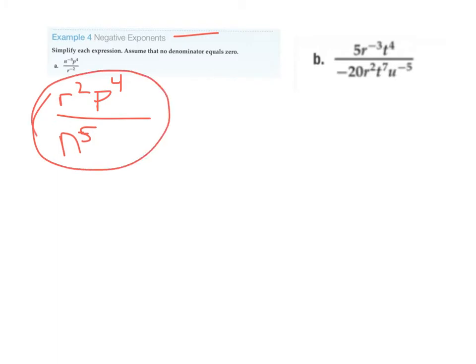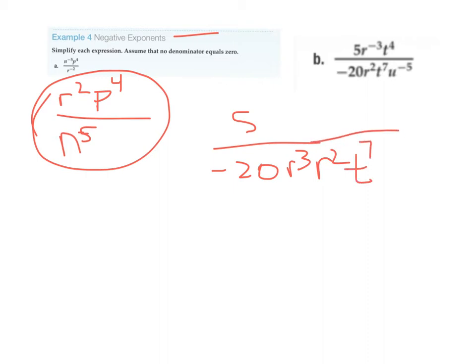Let's look at that again. This only works for exponents, so the 5 and the negative 20, nothing happens to them yet. But then r goes to the bottom. The r squared all stays on the bottom. The t to the 7th stays on the bottom. The u goes to the top. The t to the 4th stays on top.